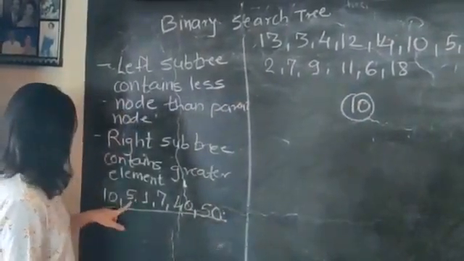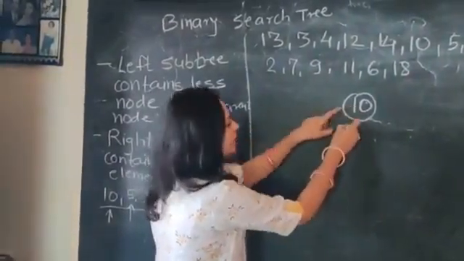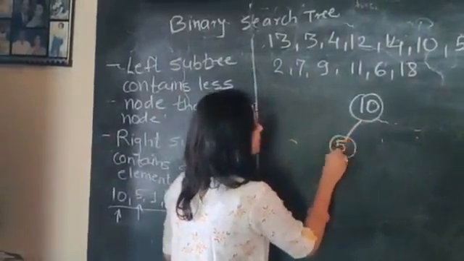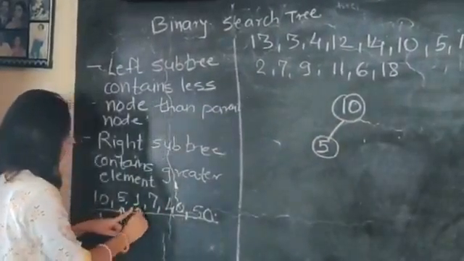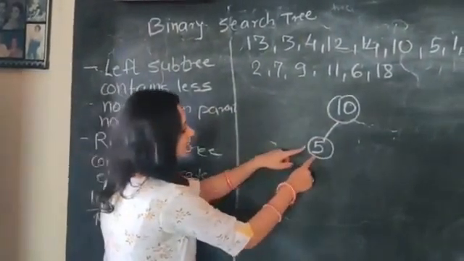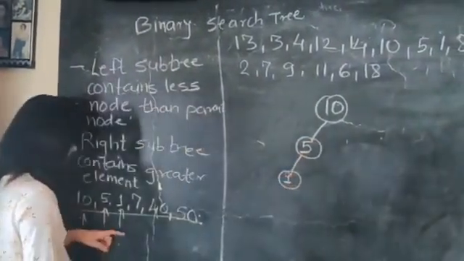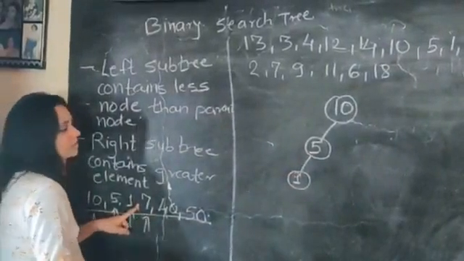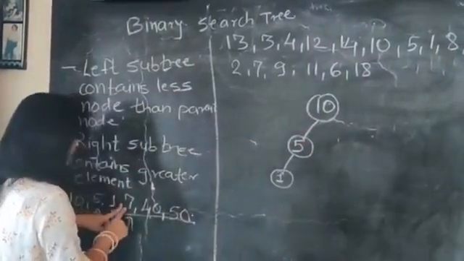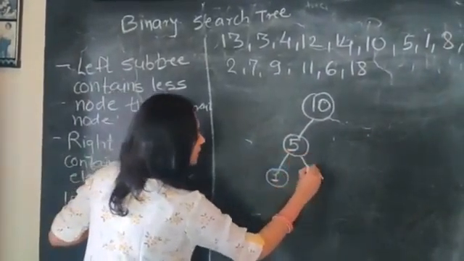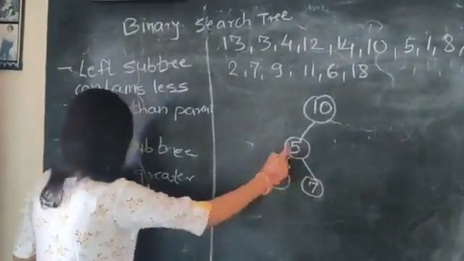Now moving to the next node, 5. Now 5 is less than 10. That's why 5 is kept at the left hand side of the root node. Next node is 1. Now 1 is again less than 5 and 10. So 1 is kept at the left hand side of 5. Now the next element is 7. 7 is smaller than 10, so it will be at the left side only. But 7 is greater than 5, so we can keep 7 over here as the right child node of 5.